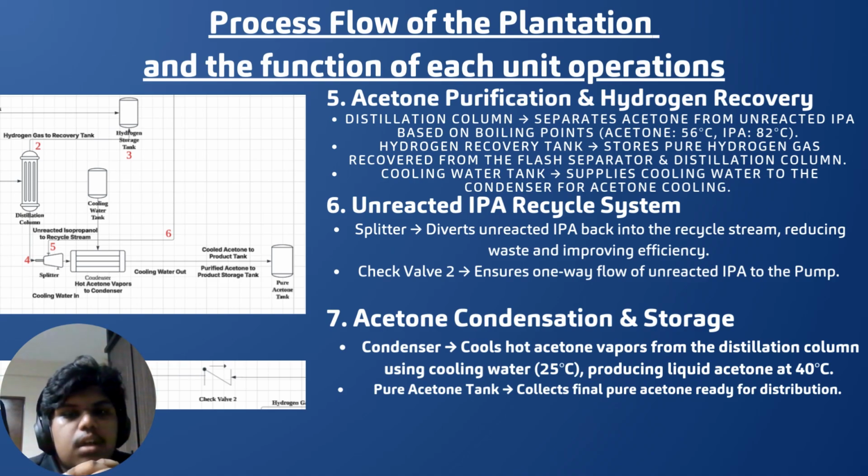The seventh process is the acetone condensation and storage. It consists of two more things, as you can see there: a condenser and a pure acetone tank. The condenser cools hot acetone vapors from the distillation column using cooling water at 25 degrees Celsius, producing liquid acetone at 40 degrees Celsius. The pure acetone tank, obviously, collects the final pure acetone ready for distribution.